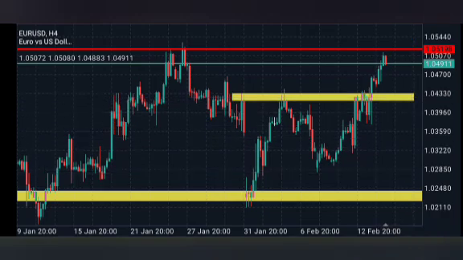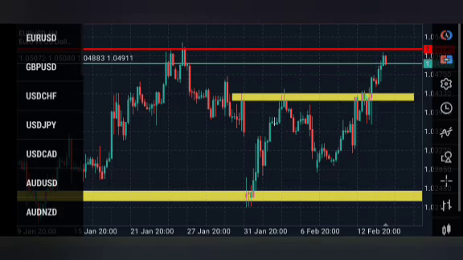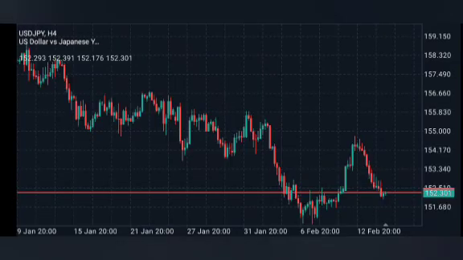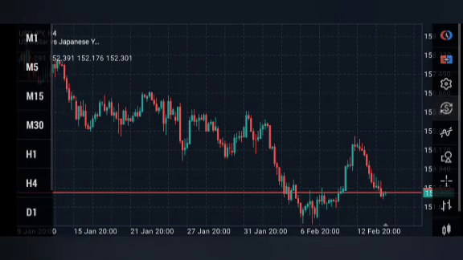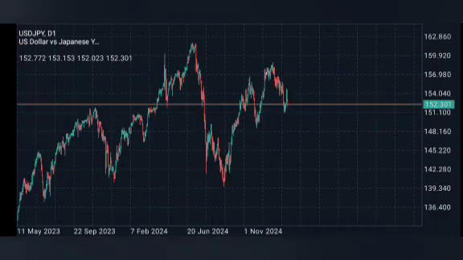Euro USD and Pound USD are highly correlated. So if I've analyzed my Euro USD, that means I've analyzed my Pound USD as well. So I don't need to open my Pound USD again. I just go straight to my USDJPY. I go to my daily time frame as well, because that is my higher time frame.